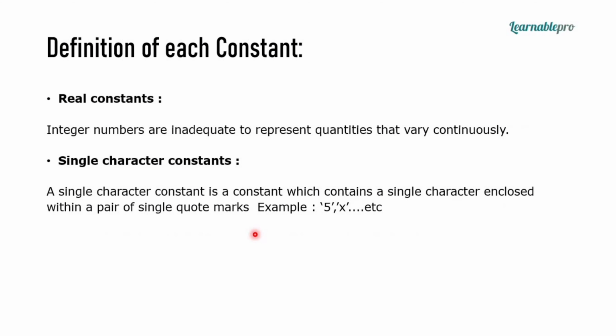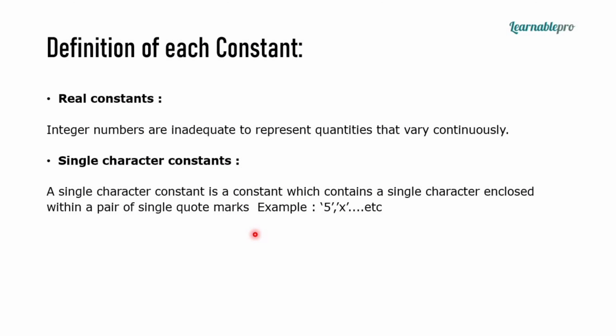Now let's see what a real constant is. Integer numbers are inadequate to represent quantities that vary continuously. So these types of constants are called real constants. Real constants must have at least one digit inside them while declaring.